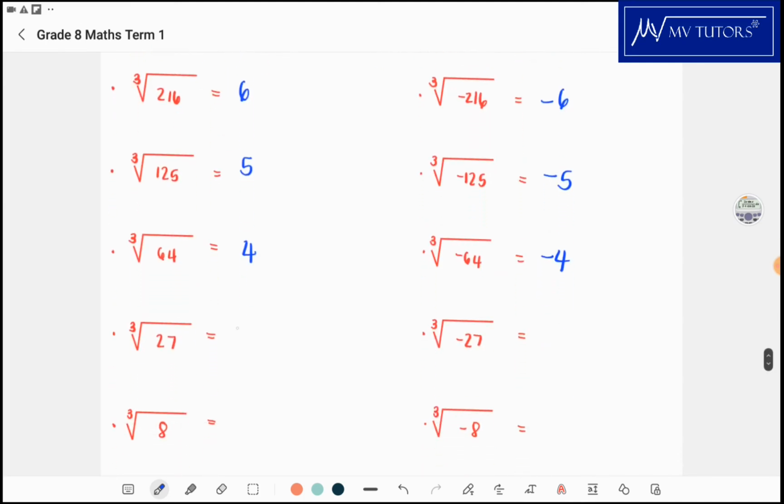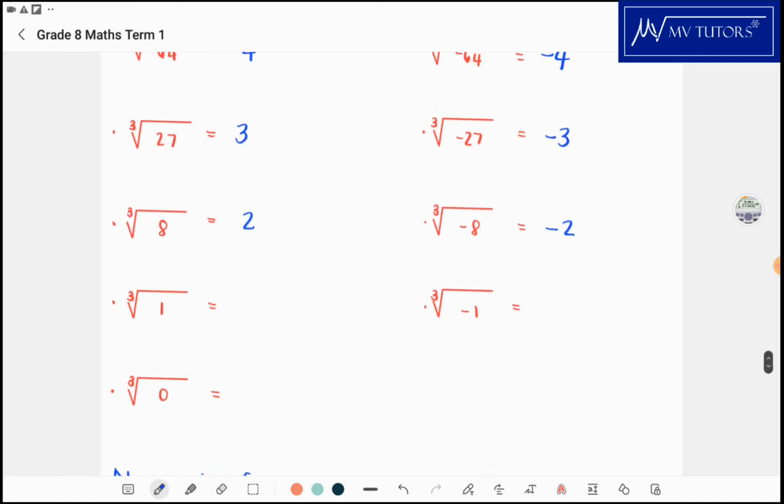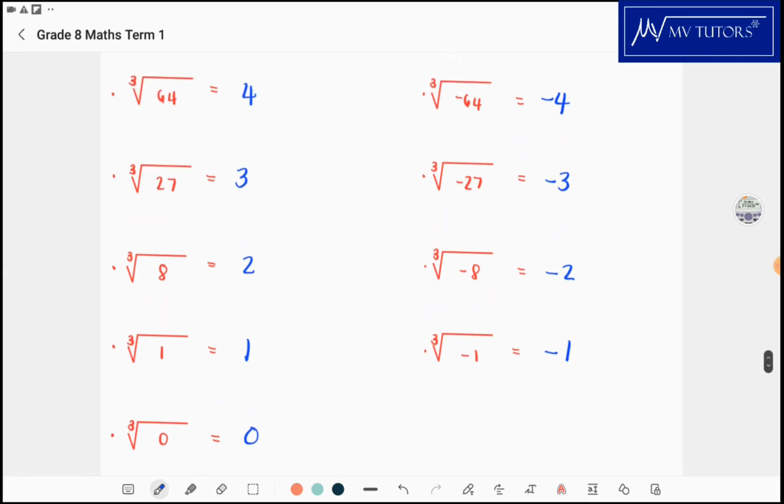Cube root of 27 is 3. The cube root of negative 27 is negative 3. Cube root of 8 is 2. Cube root of negative 8, that's negative 2. Cube root of 1 is 1, and the cube root of negative 1 is negative 1. And the cube root of 0, that's just 0. All right, so that marks it off then. We're done with squares, we're done with cubes.